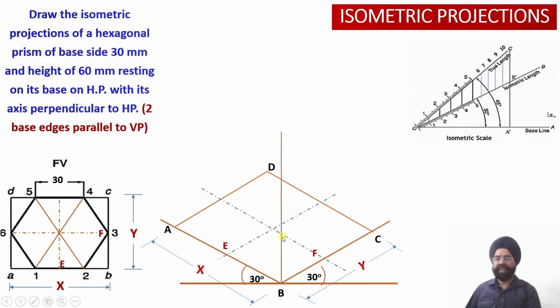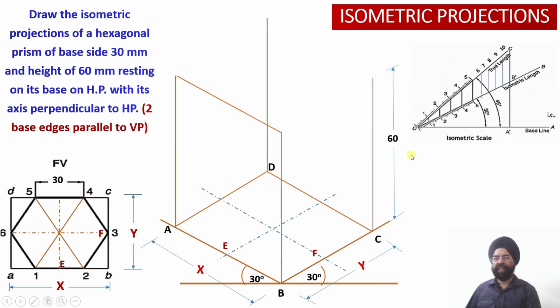The axis length is given to me as 60 millimeter. So this is 60 millimeter axis length. This is the y axis. So I have drawn this axis length along the y axis. Now from the points C, D and A, another three isometric lines which are vertical and parallel to the y axis will also be drawn so that I can obtain the top face.